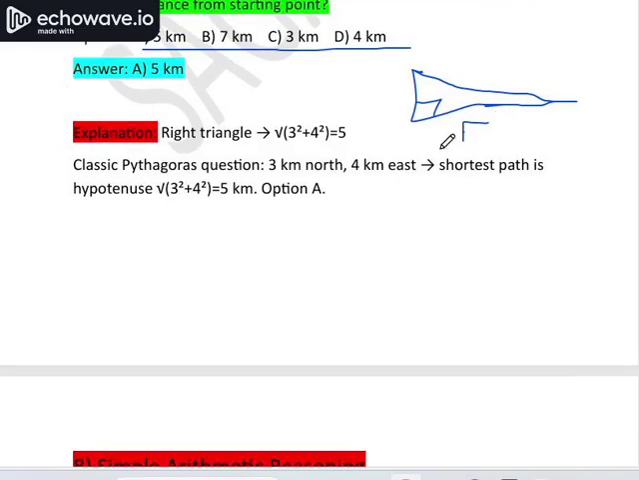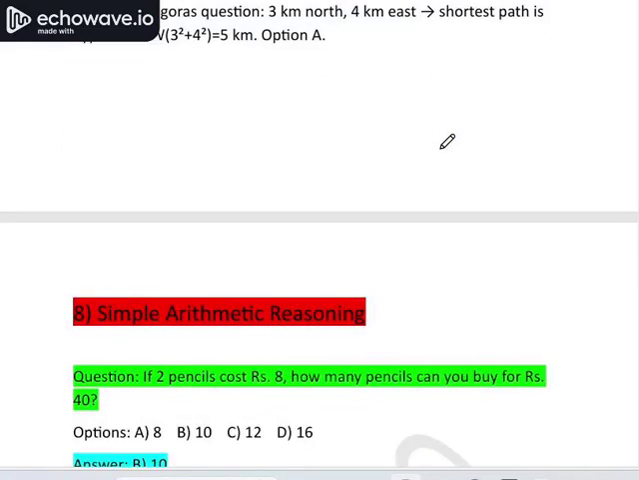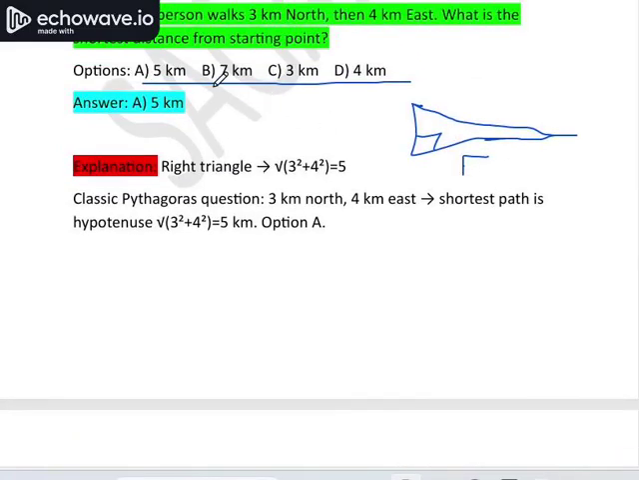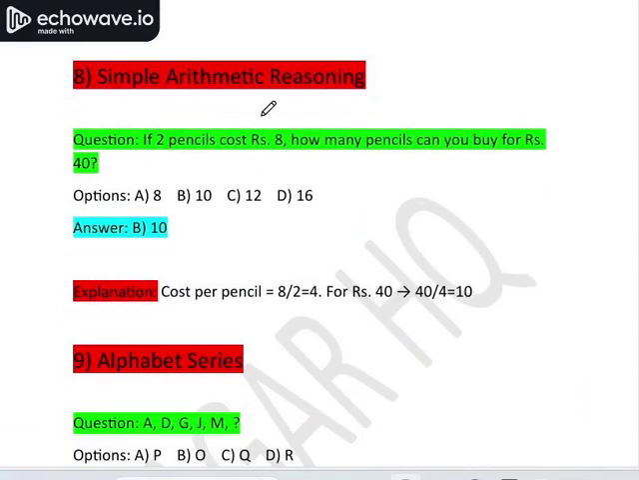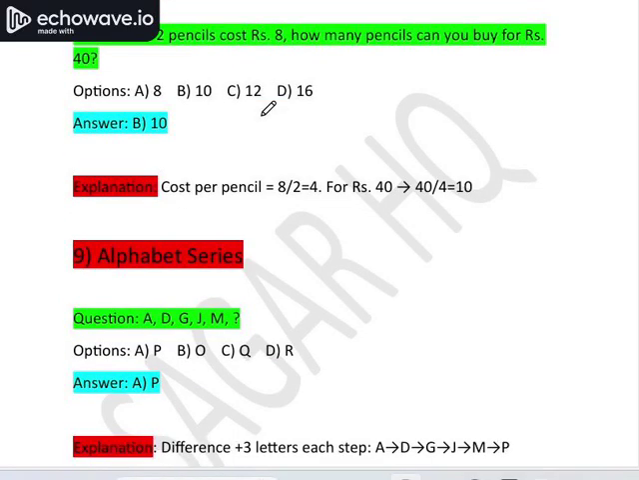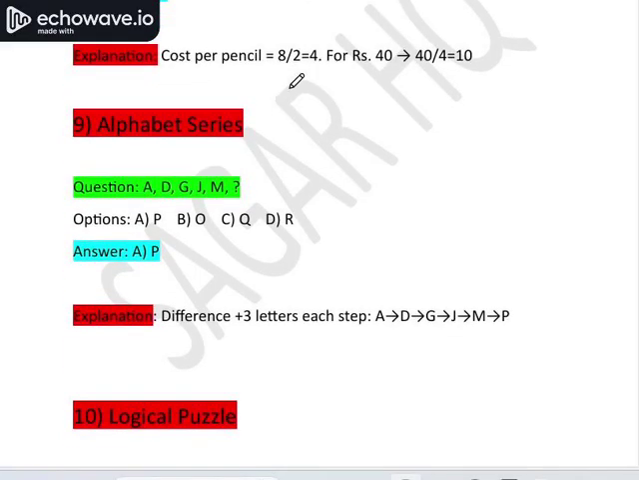The next question is about arithmetic reasoning. The question is: if 2 pencils cost ₹8, how many pencils can you buy for ₹40? This is a basic proportion. Cost per pencil equals 8 divided by 2, we get ₹4. So we can say that per pencil we should pay ₹4.